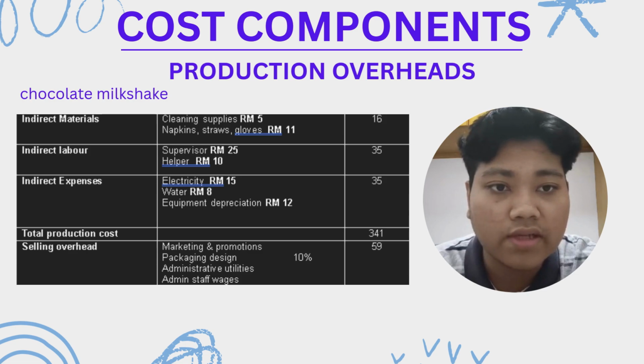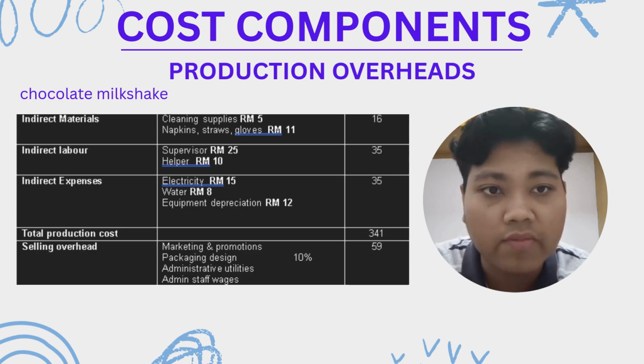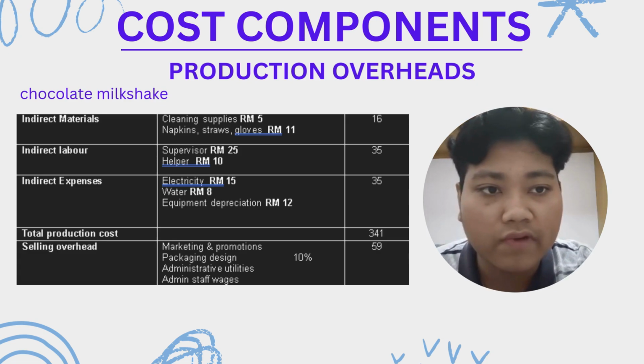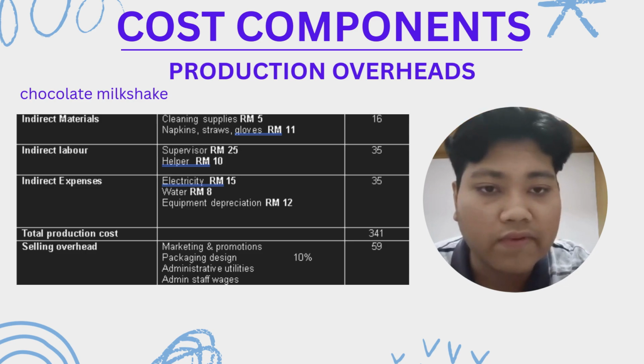So the total indirect materials cost is 60 ringgit. Next is indirect labor. Indirect labor refers to workers who assist in production but do not directly make the milkshake. Here we have a supervisor with cost of 25 ringgit and a helper costing 10 ringgit. This gives a total indirect labor cost of 35 ringgit.